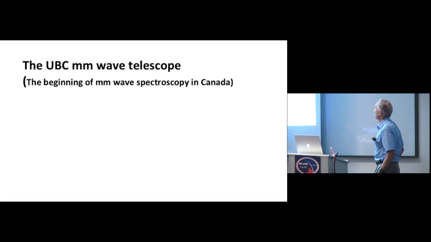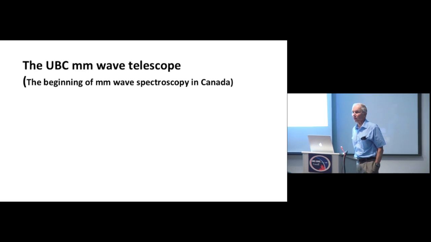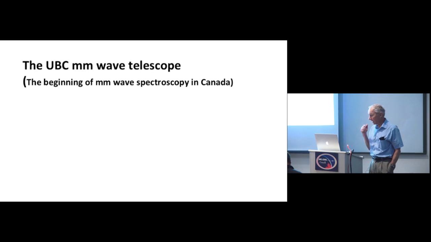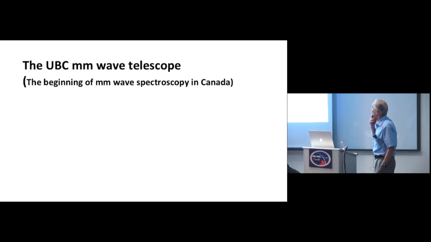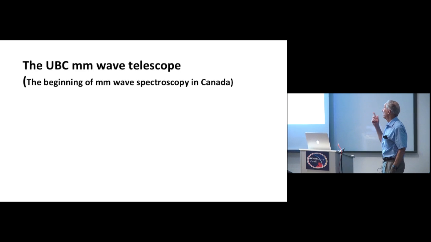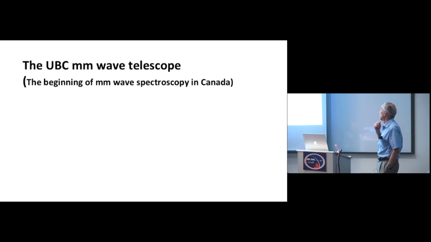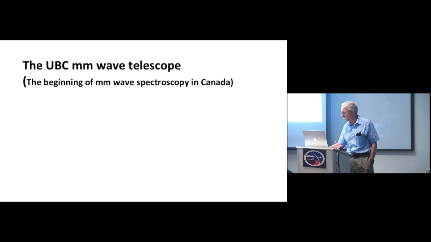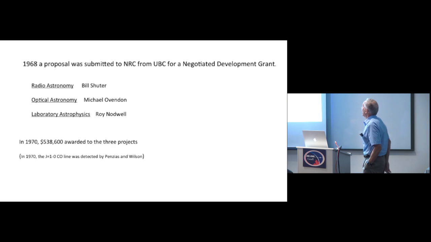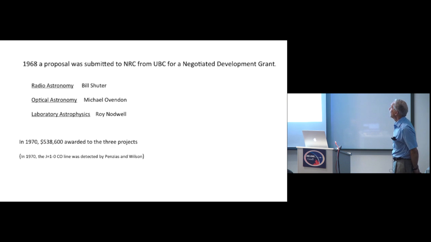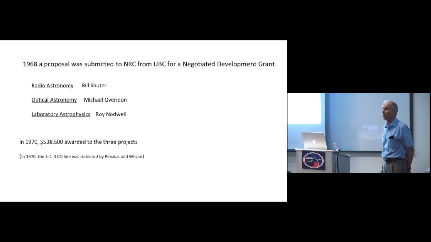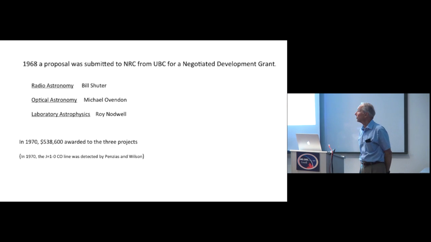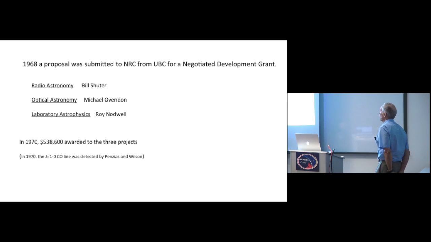There were millimeter wave observations prior to this at ARO, as John reminded us earlier today. So it wasn't, although much longer, about 9 millimeter wavelength, but this was the beginning of millimeter wave spectroscopy. In 1968, a proposal was submitted to NRC from UBC for a negotiated development grant.